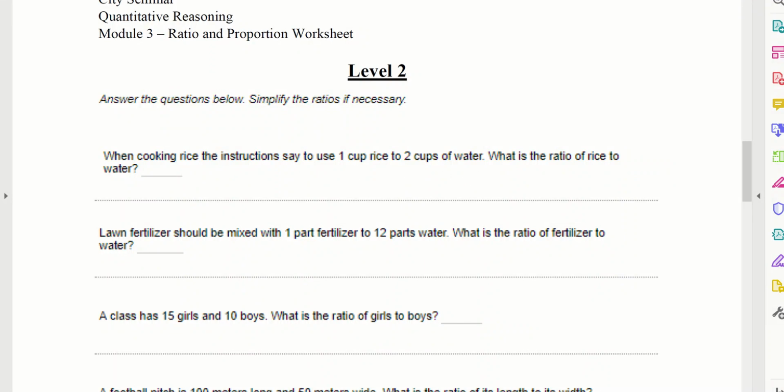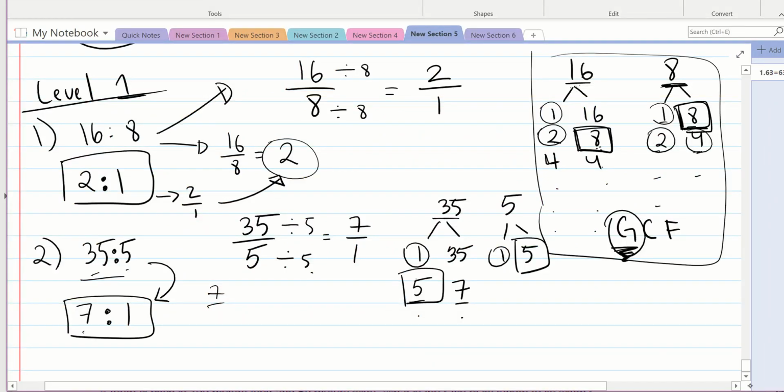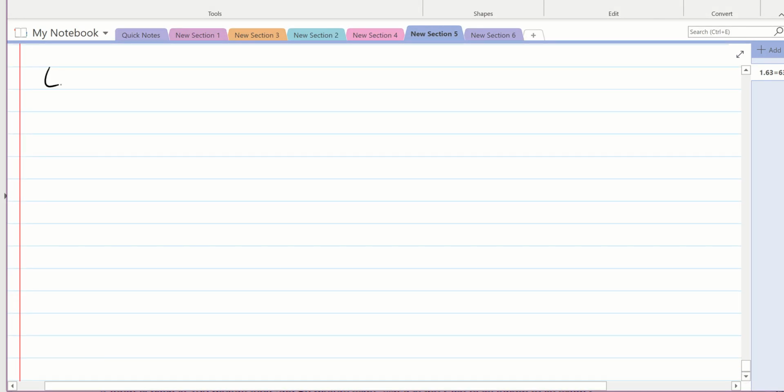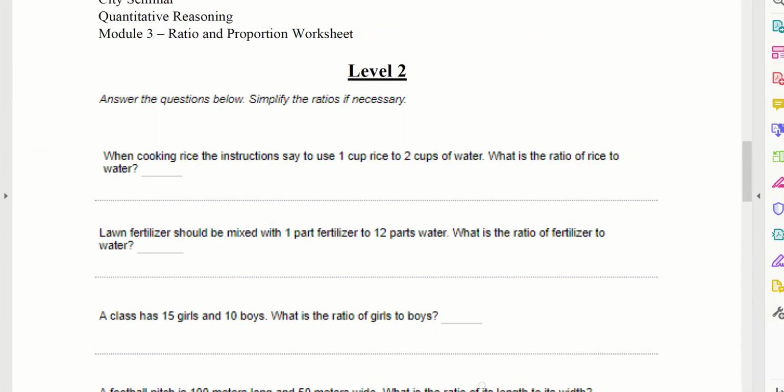So this one actually gives you the answer, right? Level 2, 1 cup of rice to 2 cups water. So the ratio is 1 to 2. What is the ratio of rice to water? 1 to 2.